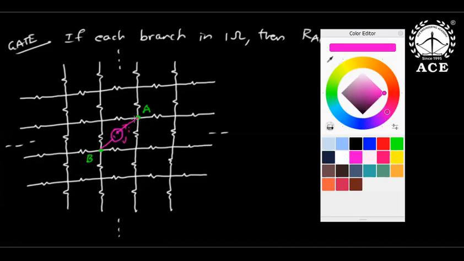The reason you cannot do current division is that the path resistance in all paths is not equal. See, from A to B, this is one small path, and this is a bigger path. So even current division is not possible. What I want to argue now is that this is beyond what we have learned.